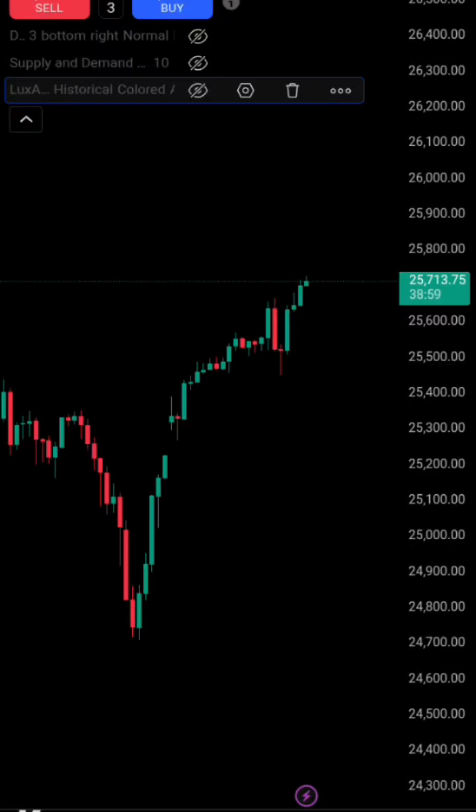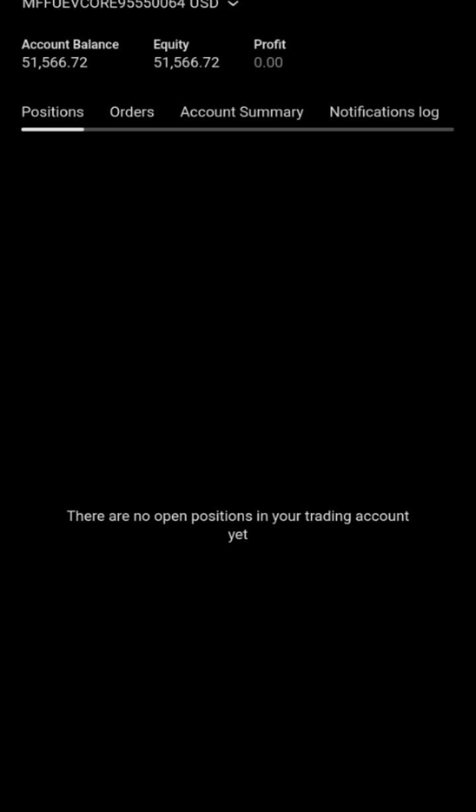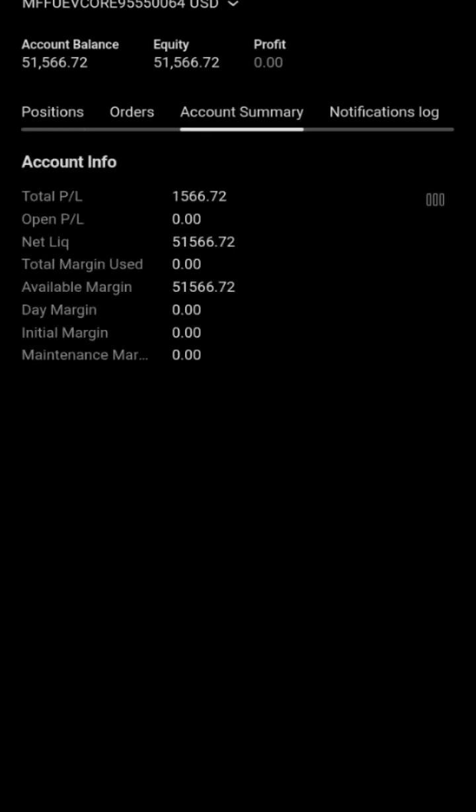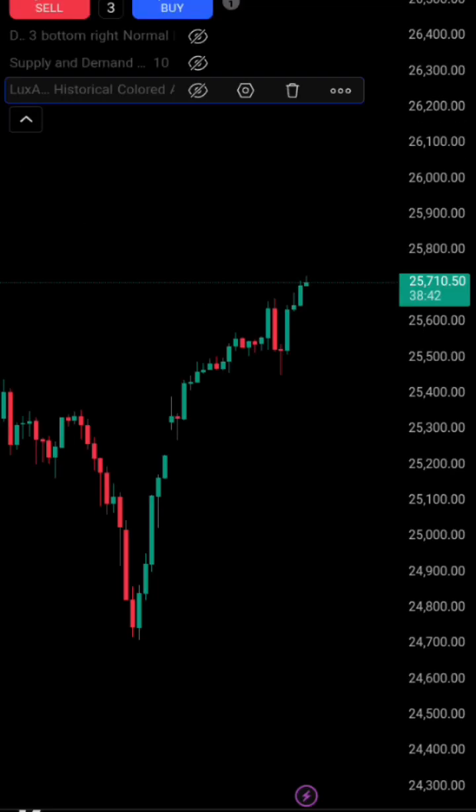This is TradingView Mobile. This is what I trade off of. Here are the accounts that I traded on today. This account had $1,500 in profit, and this account here had $1,500 in profit. So those are my two accounts I traded on this morning.